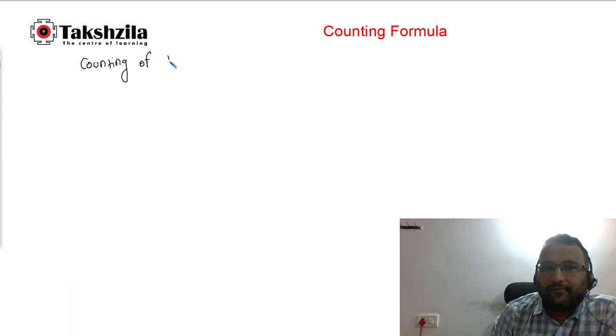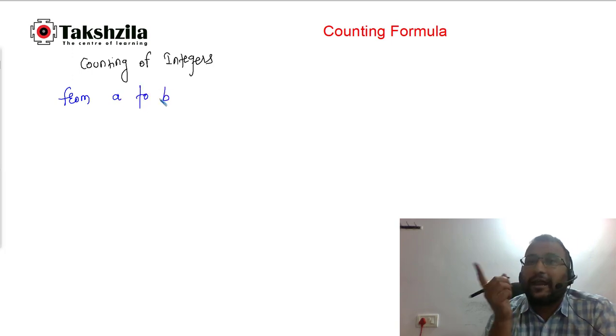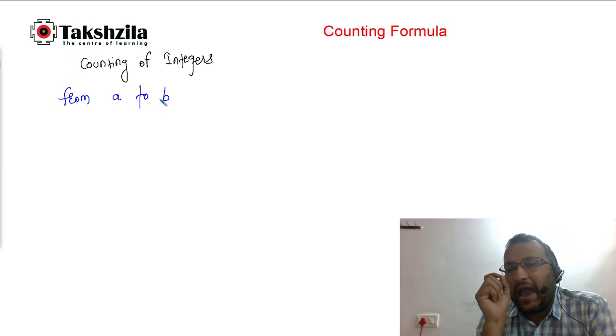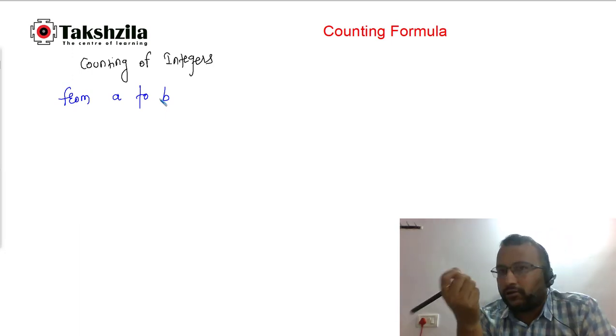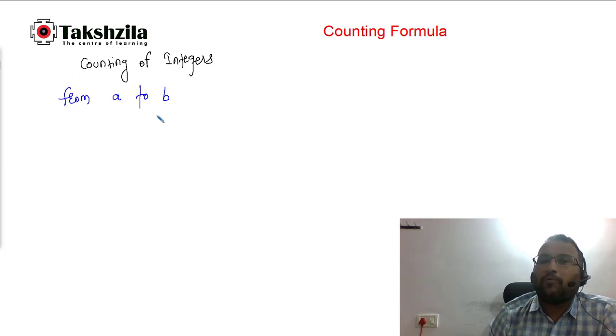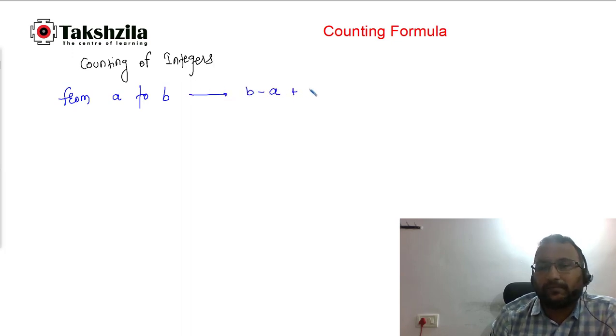Counting of integers. For example, if my question is how many integers are there from a to b, where a and b themselves are integers and a is the smaller integer and b is the greater integer. So from a to b, how many integers are there? By default, a and b are included here. So the formula is b minus a plus 1.